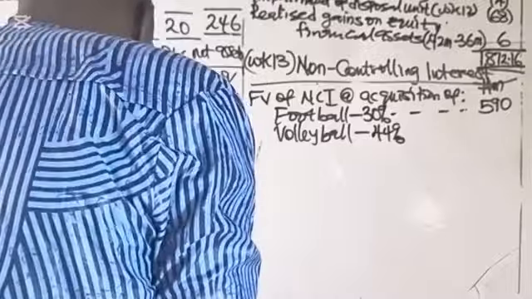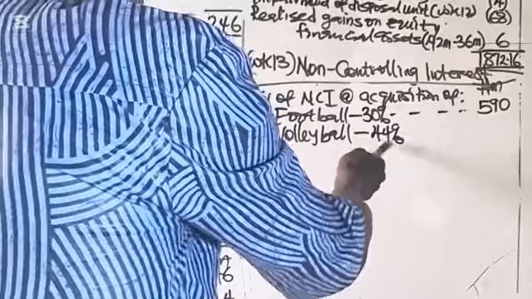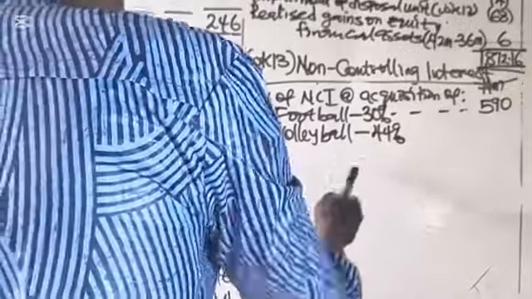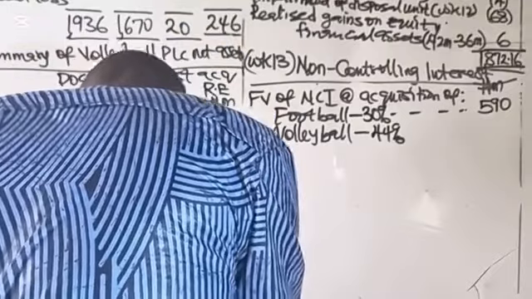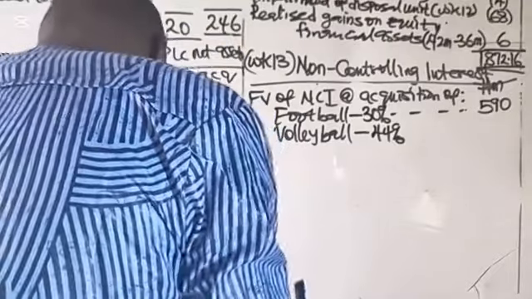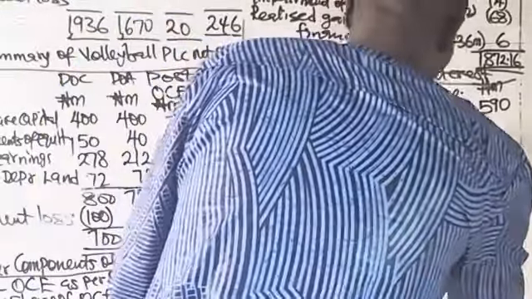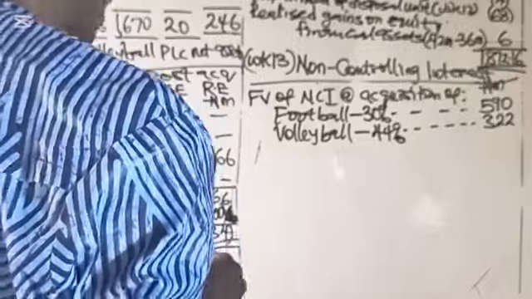A 30% holding was 216 million. So it is not 30% we are looking for on acquisition of Volleyball. So we ignore that. The fair value of 30% holding was equally not relevant. And the 44% holding was 322 million. The fair value of 44% holding amounted to 322 million. That is the one we are interested in.